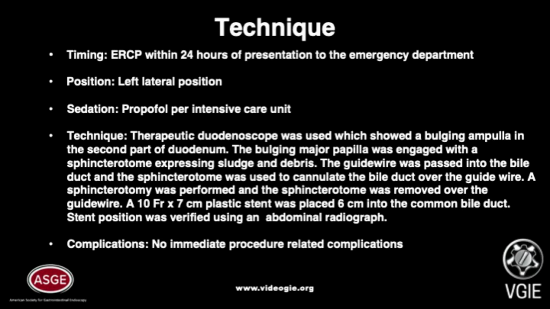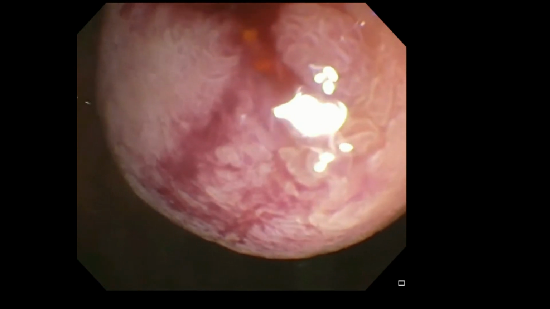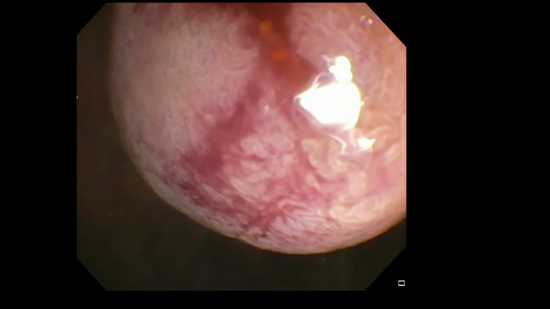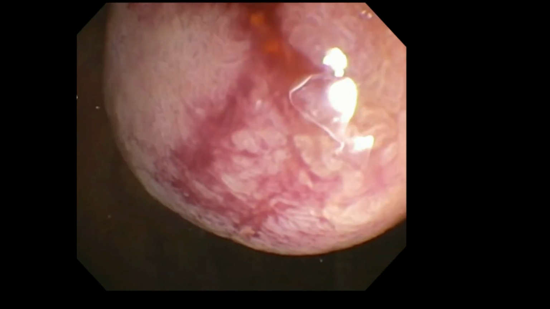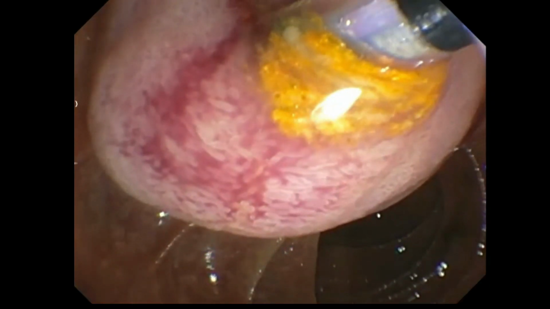The patient was placed in the left lateral position. Propofol was administered for sedation per the intensive care unit. A therapeutic duodenoscope was used, which showed a bulging ampulla in the second part of the duodenum. The bulging major papilla was engaged with the sphincterotome, expressing sludge and debris.